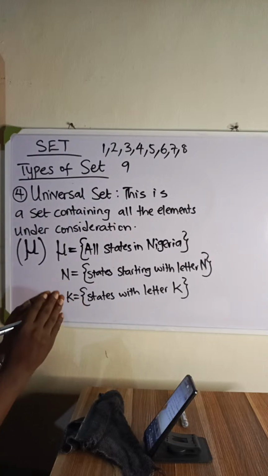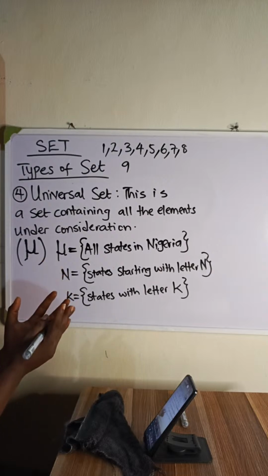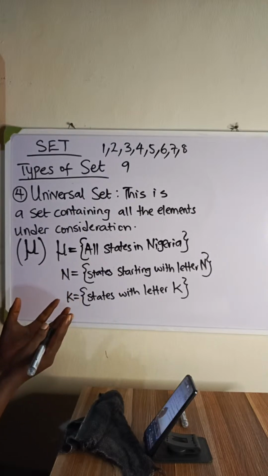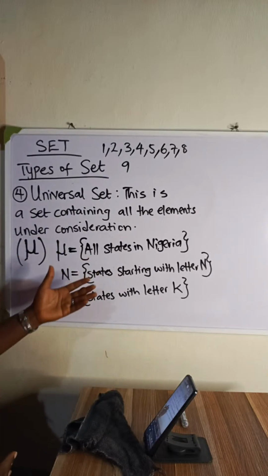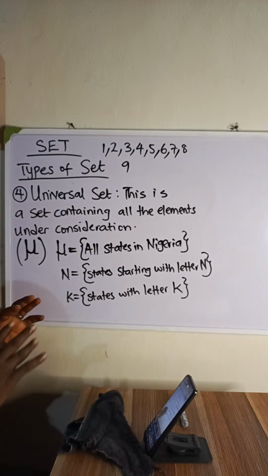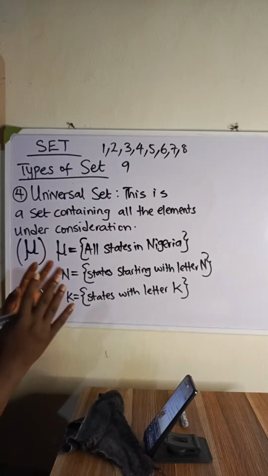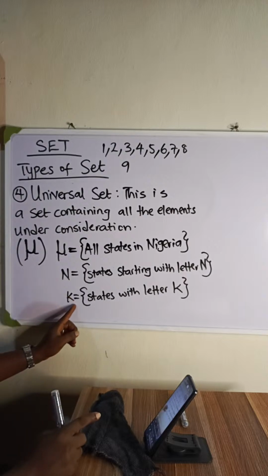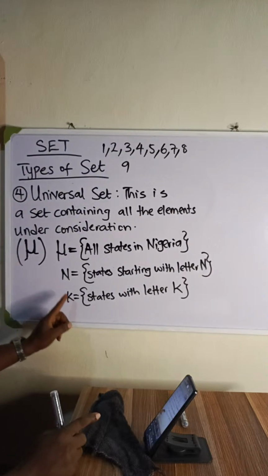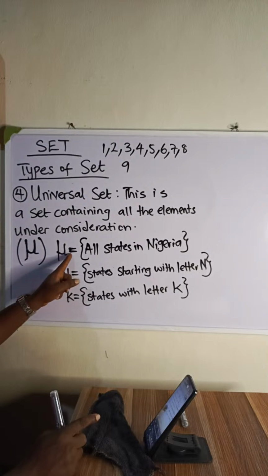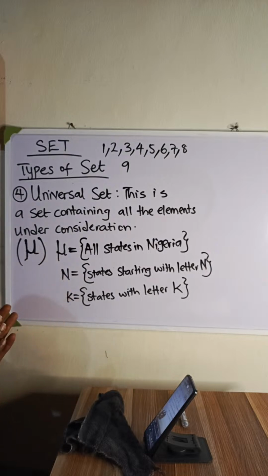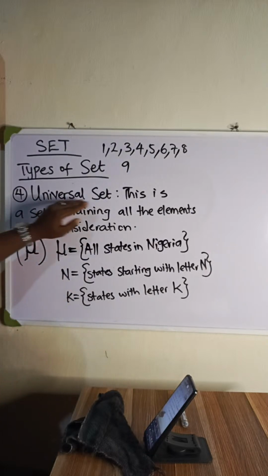Remember, a set is a group of objects or items that have a unique identity that differentiates them from another group. So K here is a set of states that start with the letter K. That letter K is their unique identity. That makes them a set. However, they are still part of another, bigger set, which is all the states in Nigeria. Okay, so that's why I said universal set.